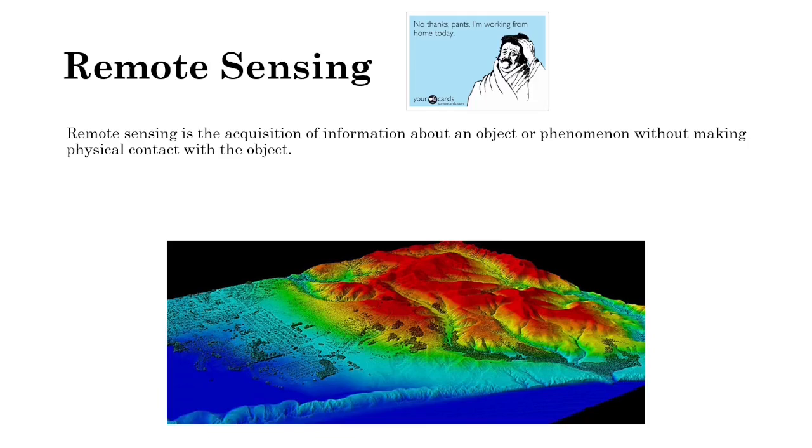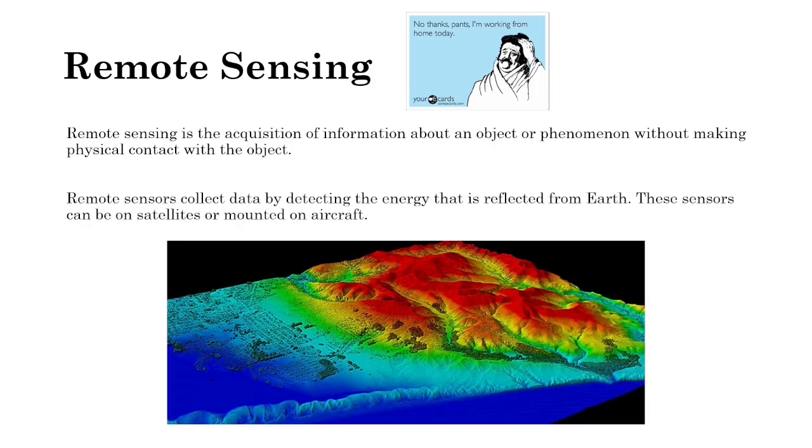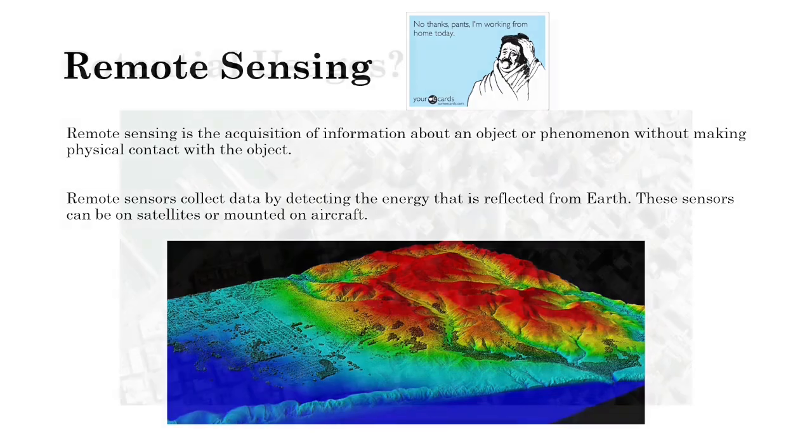Now let's talk about remote sensing. Remote sensing is the acquisition of information about something, usually a place or an object, without making direct contact with it. So I can get information about India without actually having to go to India. Most of the time this is done with satellites and taking satellite images. For the most part, remote sensors collect this data by detecting the energy that is reflected from the Earth. There's a lot of science behind this and a lot of math. These sensors are usually mounted on satellites, but they can also be mounted on aircraft.